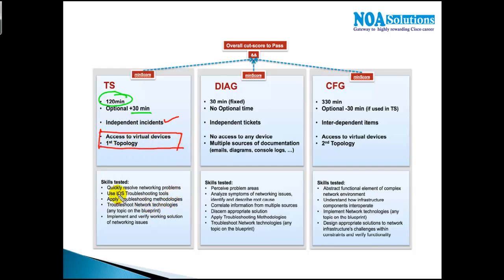The skills tested in this section are majorly troubleshooting skills. And then, in the case of the diagnosis section, there is no optional time, and the questions are independent of each other, and you don't have access to any of the devices in the diagnosis section. You'll be given multiple sorts of documentation like emails, diagrams, console messages or syslog messages, or packet capture information.